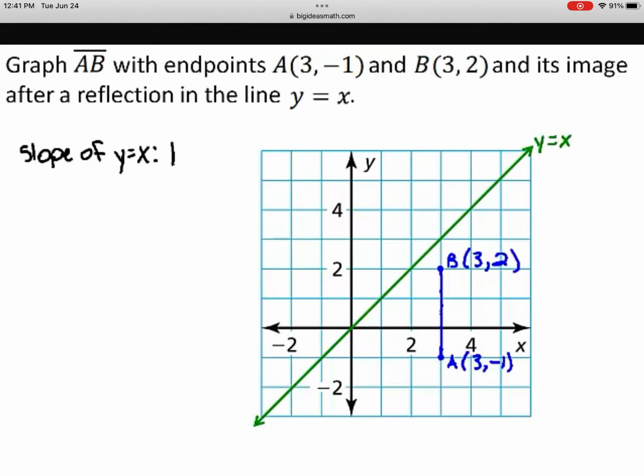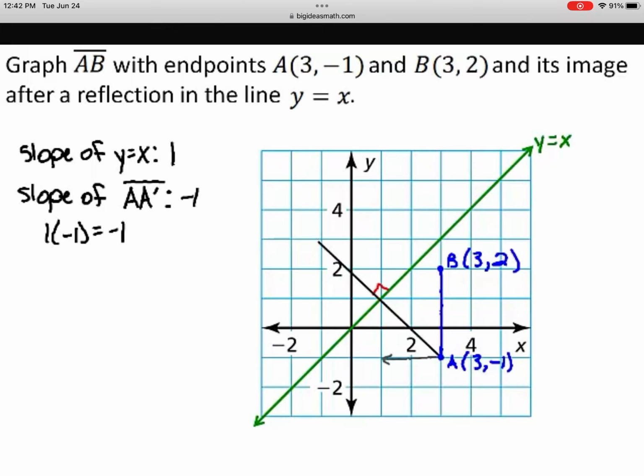The segment from A to its image, segment AA', is perpendicular to the line of reflection y equals x. So the slope of segment AA' will be -1, because the product of the slopes of perpendicular lines is -1, and 1 times -1 equals -1. From A, move 2 units left and 2 units up to y equals x. From that point, move 2 units left and 2 units up to locate A' at (-1, 3).